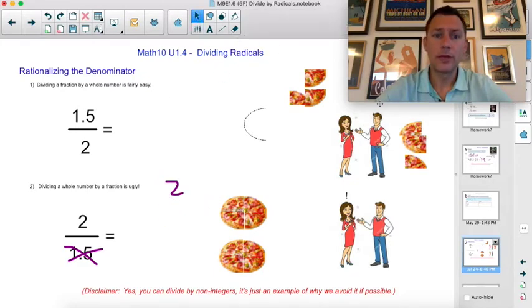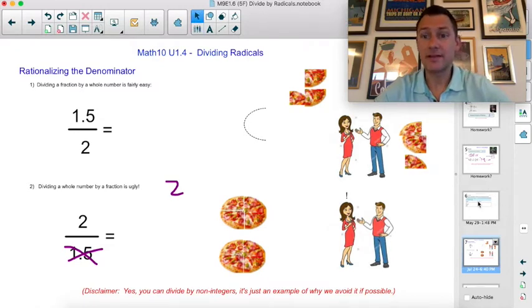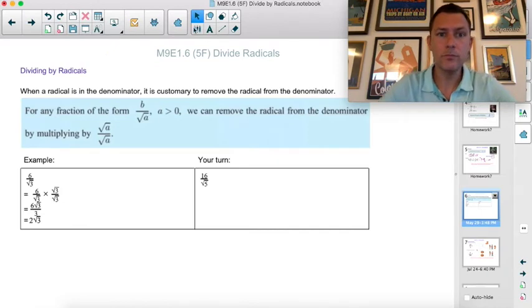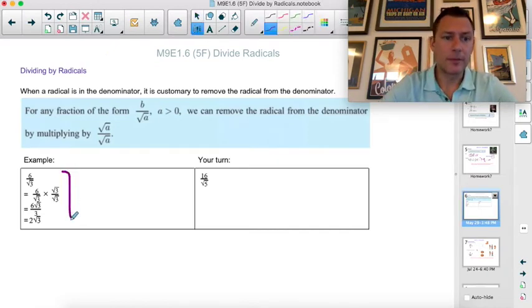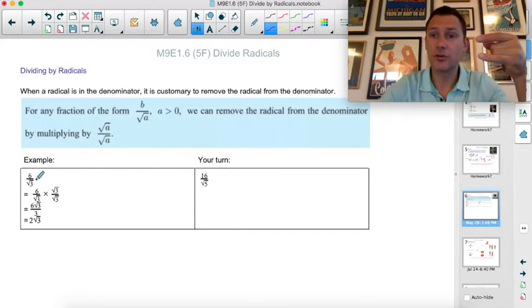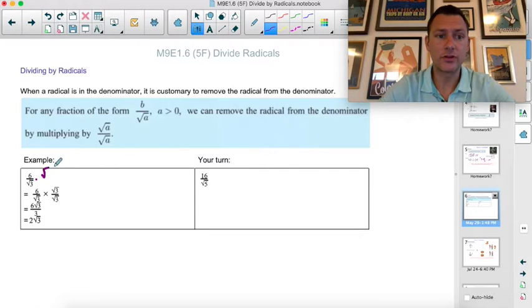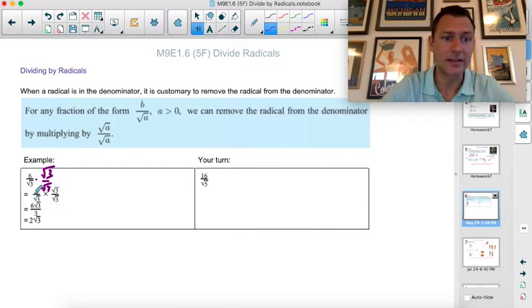So what we end up doing is rationalizing the denominator, and that's this step. Here's an example of one, but what we're going to do is take the denominator and multiply the fraction by another fraction, which is the denominator over the denominator. So we're going to take the 6 over root 3 and multiply by this over itself.